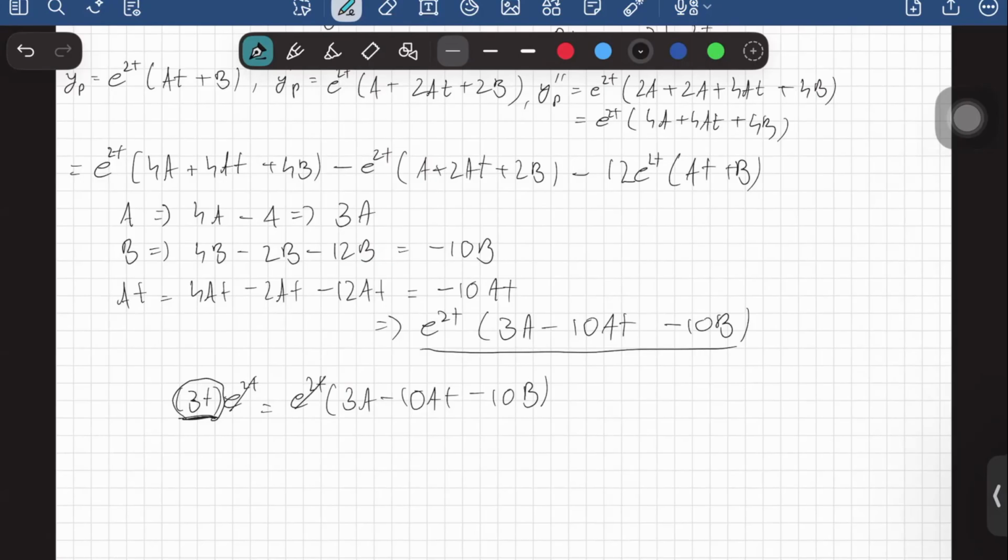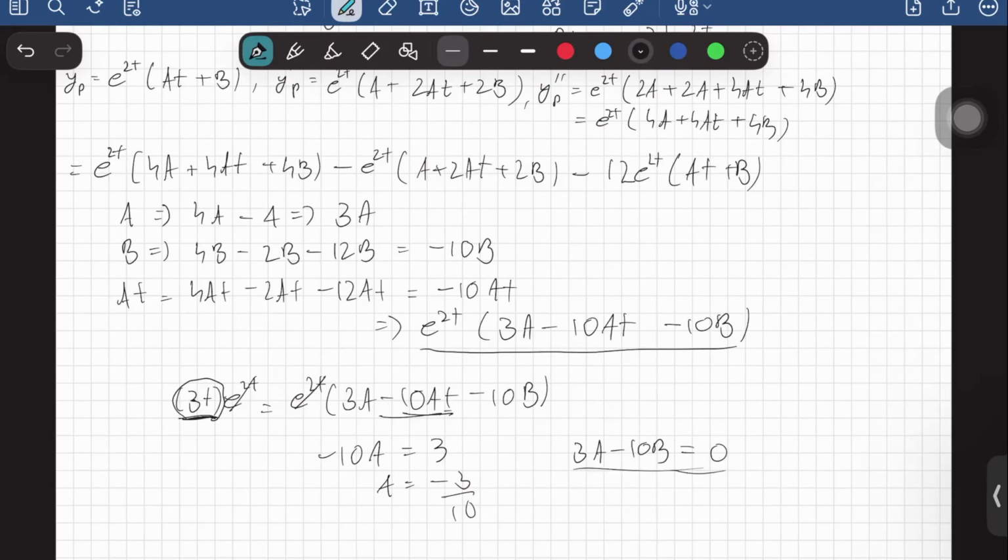And the only place where I see t is this term over here. So negative 10a is equal to 3. So a equals negative 3 by 10, right? And what we know is 3a minus 10b equals 0, because we don't have any terms that do not include the variable t, right? So we can only conclude that 3a minus 10b is equal to 0.